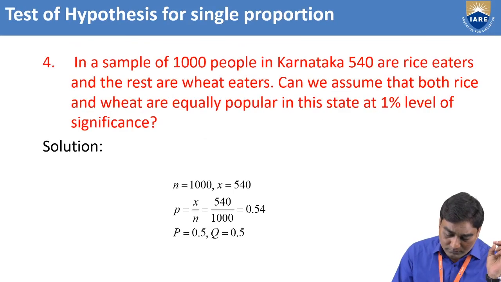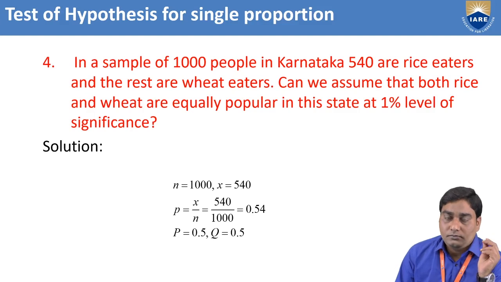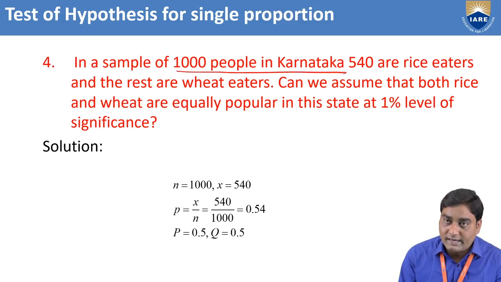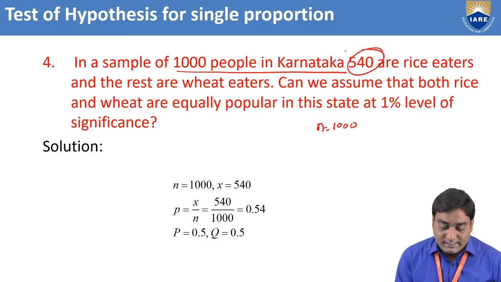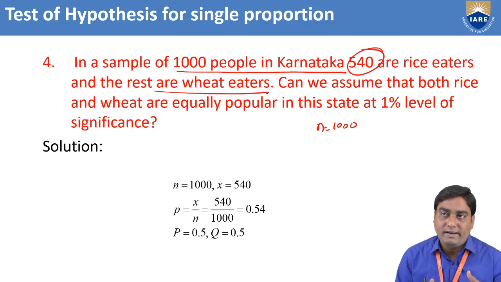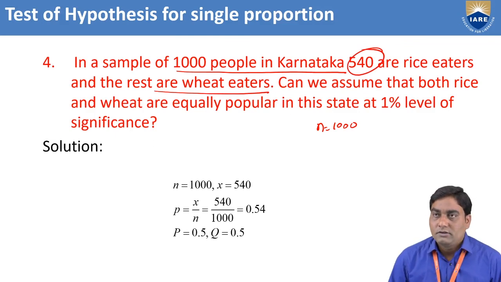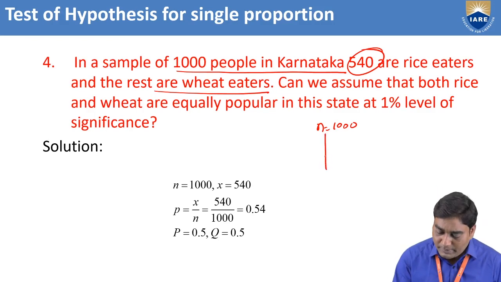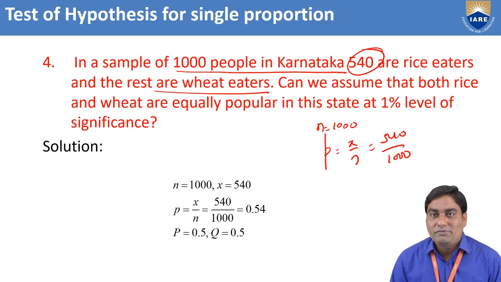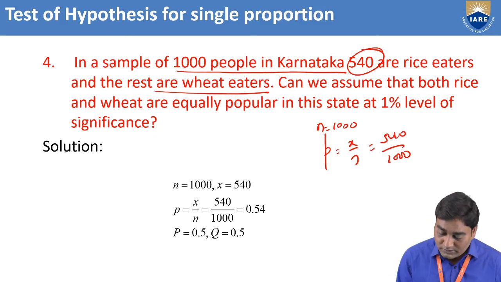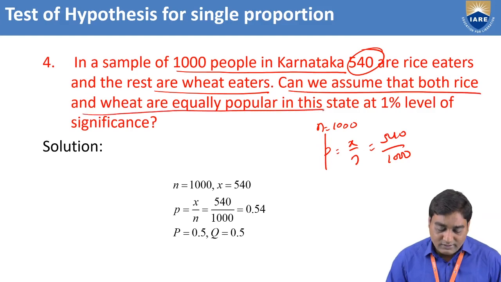Coming to the fourth problem, in a sample of 1,000 people in Karnataka, 540 people are rice eaters and the rest are wheat eaters. And you know that very well about the rice and wheat difference. Here the given statement is the sample proportion p equals X by N, 540 by 1,000. Out of 1,000 people, the exhaustive events are rice eaters. So this problem is suitable for the test of hypothesis for single proportion. Can we assume that both rice and wheat are equally popular in the state at 1% level of significance?